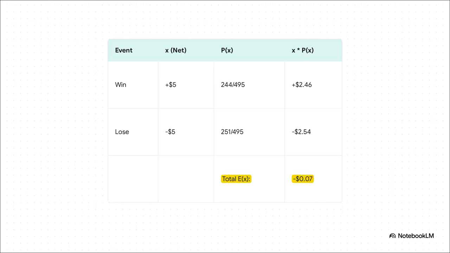Now let's wander over to the craps table. Here, you win or lose $5, and look how much closer the probabilities are. It's almost a 50-50 shot. When we run the numbers here, the expected value comes out to negative 7 cents. So on average, you only lose 7 cents per bet.